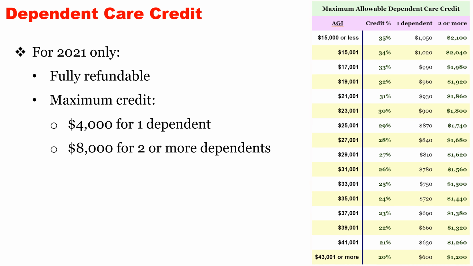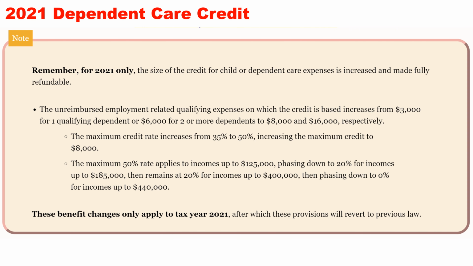There is no AGI limit for the dependent care credit, but the credit amount does increase from 20% for those making more than $43,000 to 35% for those making $15,000 or less. For the 2021 tax year only, the size of the child or dependent care expense credit is increased and made fully refundable. The related qualifying expenses to which the credit is based increase from $3,000 for one qualifying dependent or $6,000 for two or more dependents to $8,000 and $16,000 respectively.